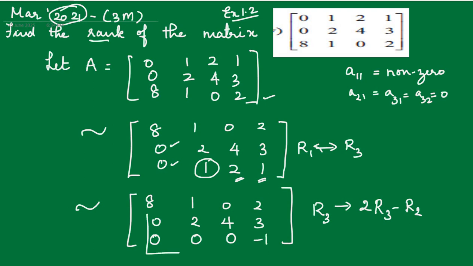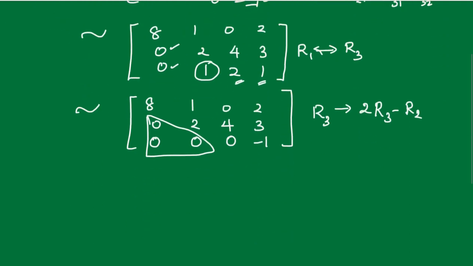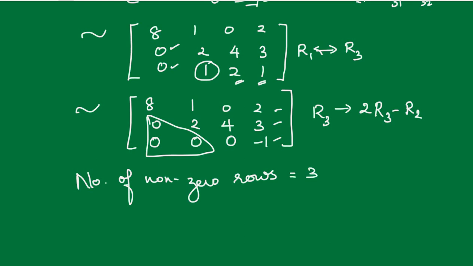Now, the given matrix is in row echelon form. The number of non-zero rows of the given matrix is 1, 2 and 3. Therefore, we write the number of non-zero rows is equal to 3. The matrix is in echelon form. Therefore, we say the rank of A is equal to 3.